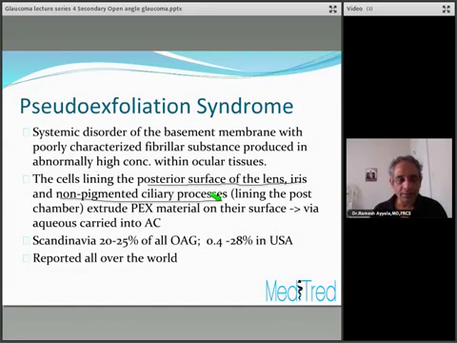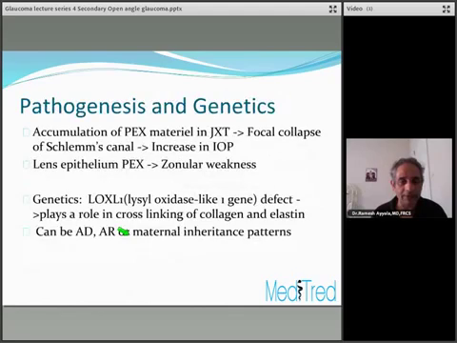So the incidence of pseudoexfoliative syndrome is much higher in the Scandinavian descent population, 20 to 25% of all open-angle glaucomas. In the US, it's been reported anywhere between 0.4 to 28%. It's not restricted only to the Scandinavian descent population. It's been reported all over the world, even though it is more common in the Scandinavian population.